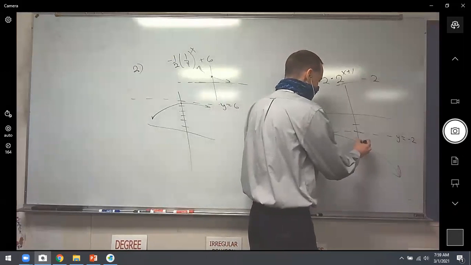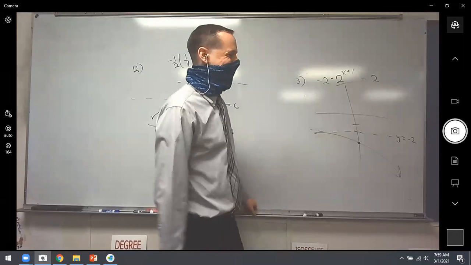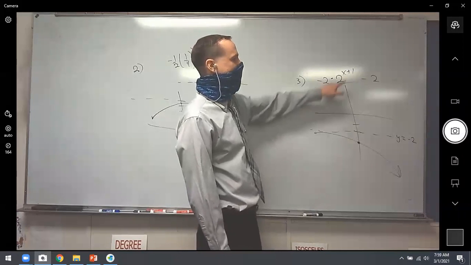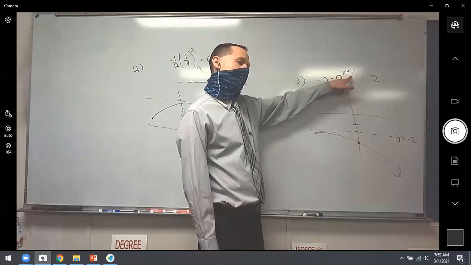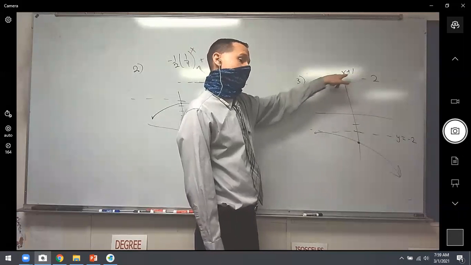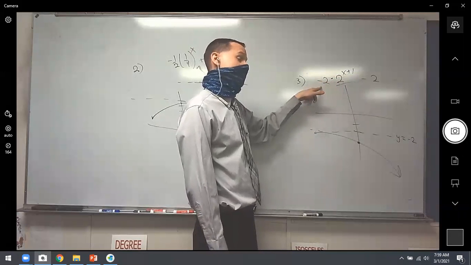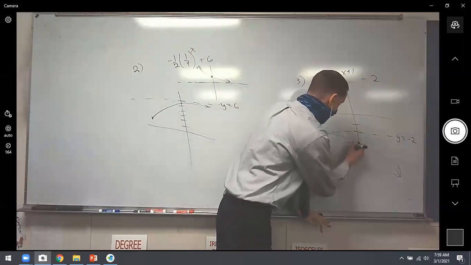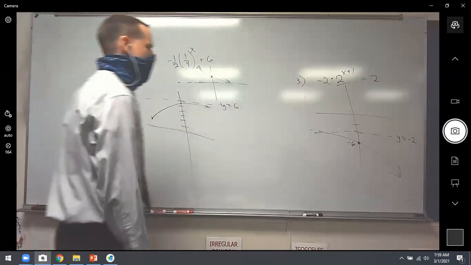Where in the world does it cross? Where's the y-intercept? Well, again, x is 0 on the y-axis. So if you plug in 0 for x, this exponent will be 1. That'd be 2 to the first, or 2. 2 times -2 is -4. And -4 minus 2, excuse me, is -6. So way down there at -6 is where it's going to cross.